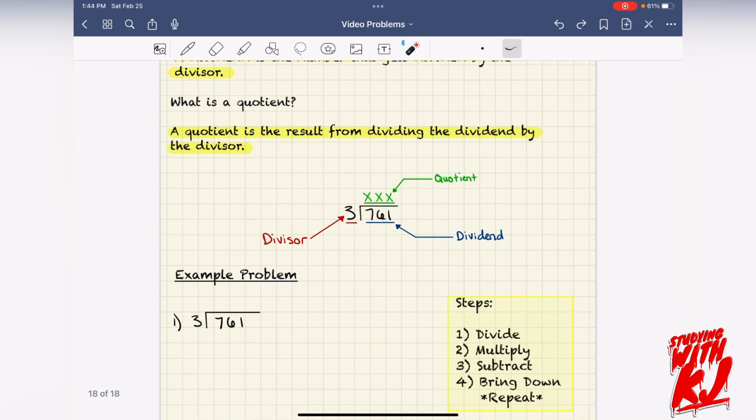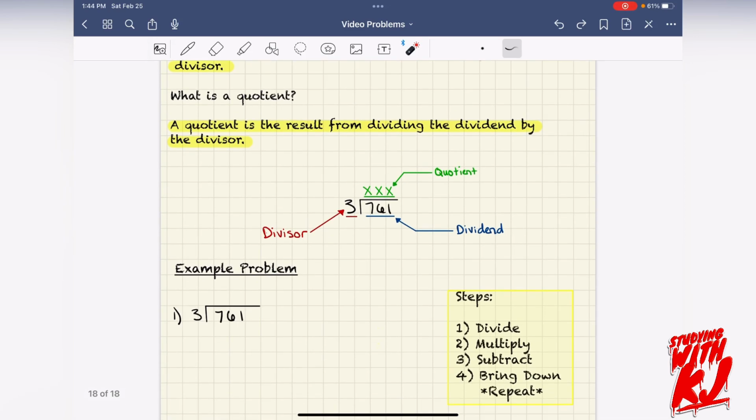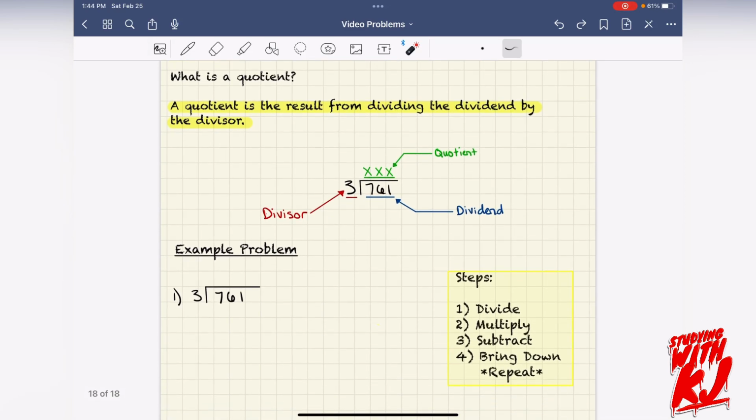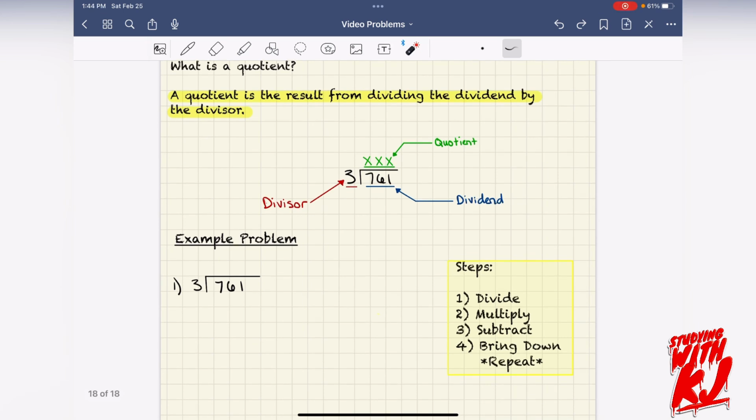Before we get into actually solving our example problem, let's look to the right at our 4 steps. Step 1 is to divide. Step 2 is to multiply. Step 3 is to subtract. And step 4 is to bring down. Then we'll repeat those steps over again until we get our final answer. So let's start off with step 1.